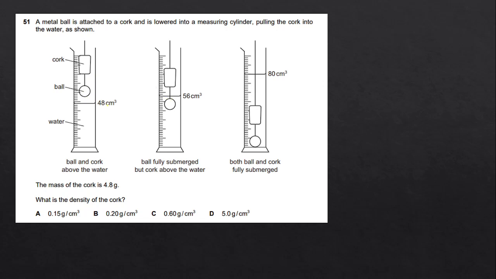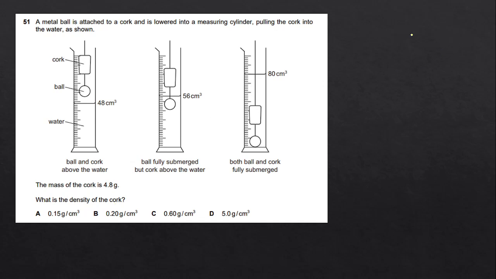So this question is a little deceptive because they have given us this 48 cm cube of water initially. After dipping the ball, the volume becomes 56 cm cube. Then after dipping the ball and the cork, the volume becomes 80 cm cube. They are asking us what is the density of the cork.